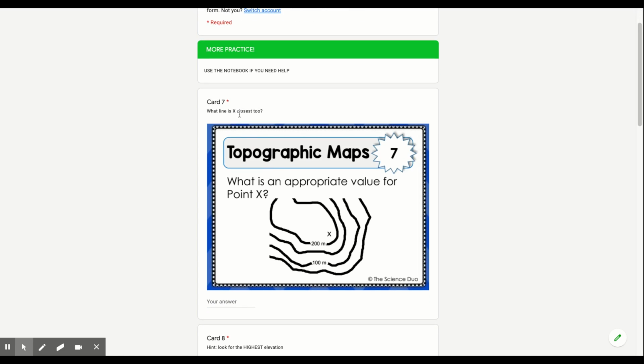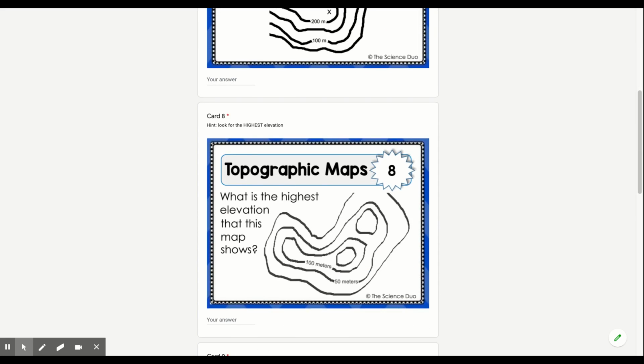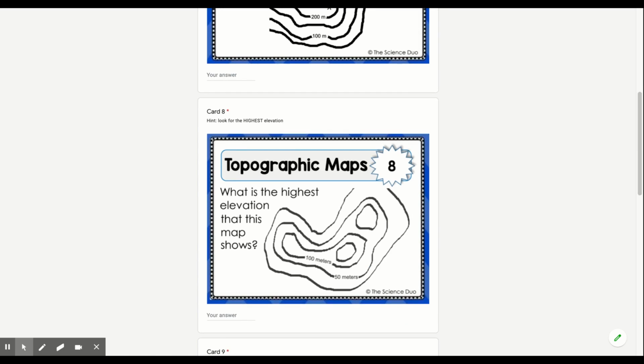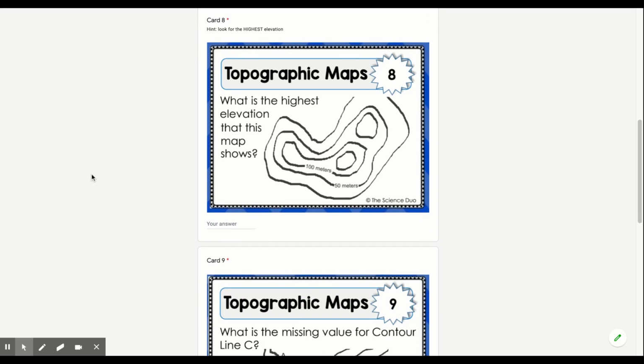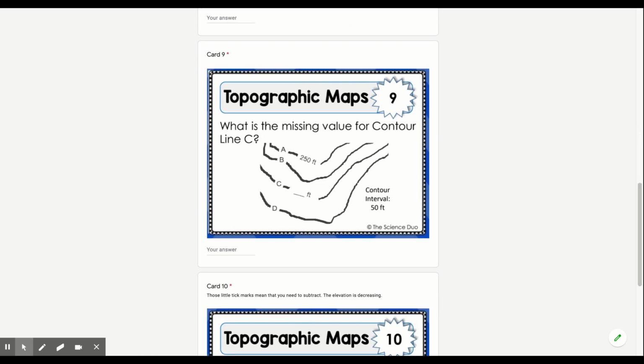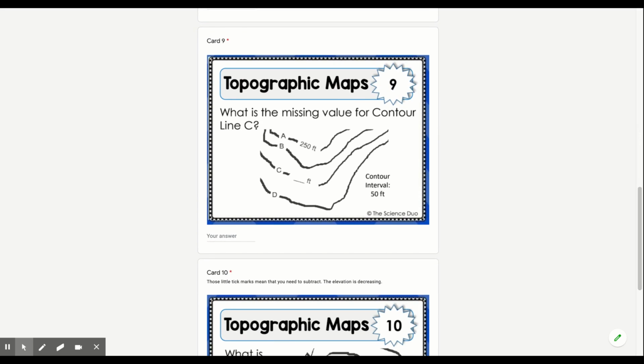Again, I have a hint up here to help you. Card 8 says, what is the highest elevation that the map shows? So hint, look for the highest elevation. So you're going to look for the biggest number on the map. Card 9, what is the missing value for contour line C? So again, it gives you the contour interval. It's asking you to find what C is. You're going to type your answer.